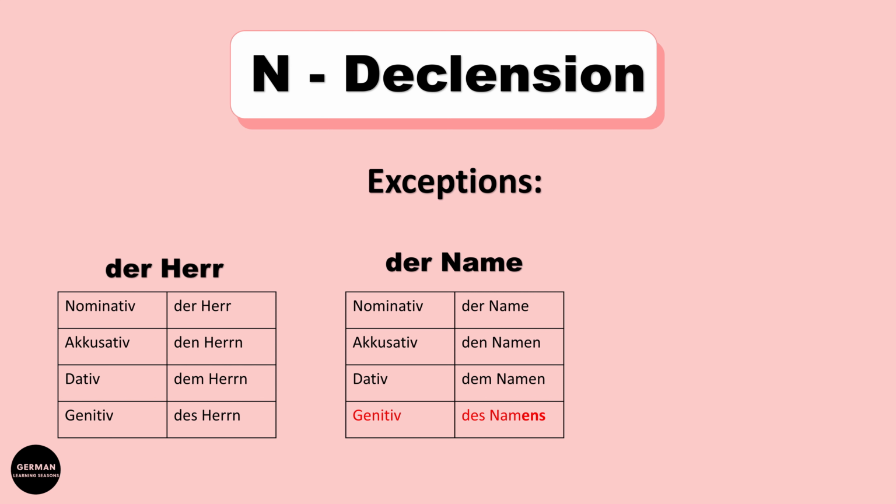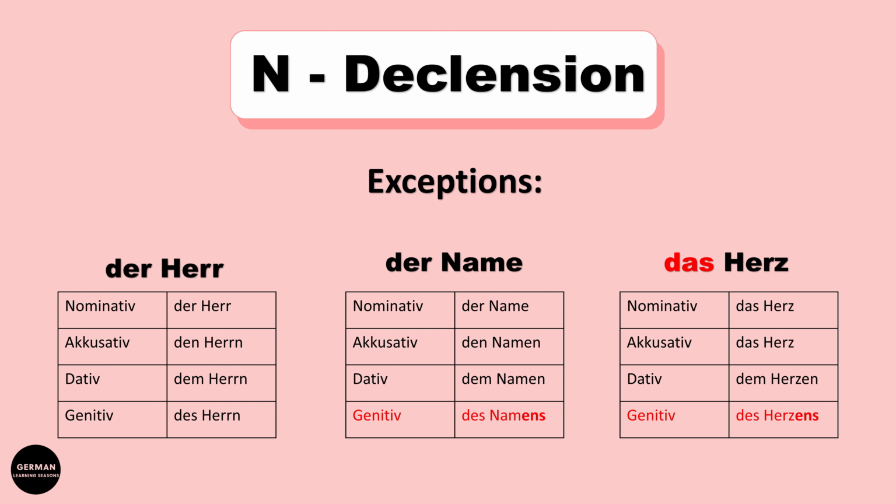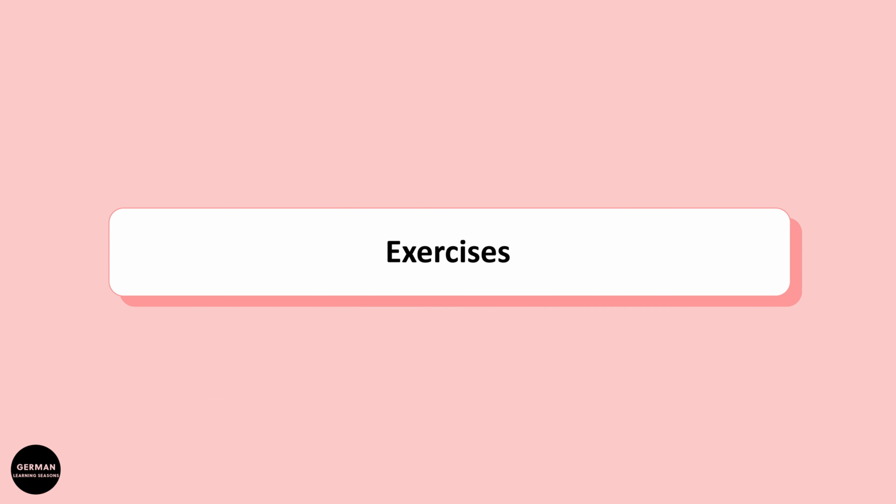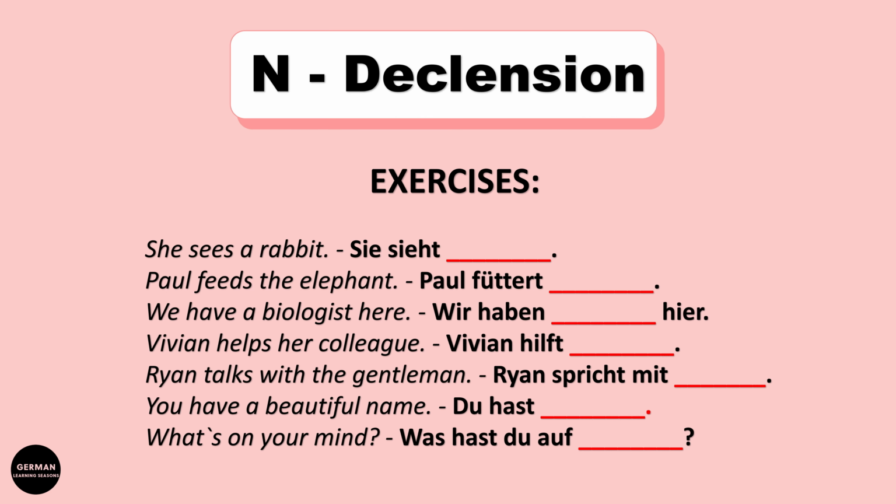And our third exception is das Herz. Nominative is das Herz. Accusative is again das Herz. It's the same. Dative we have dem Herzen, and genitive is des Herzens. Alright, so let's move on to our exercises. Here we just translate the English sentences. Let's start with our first one.